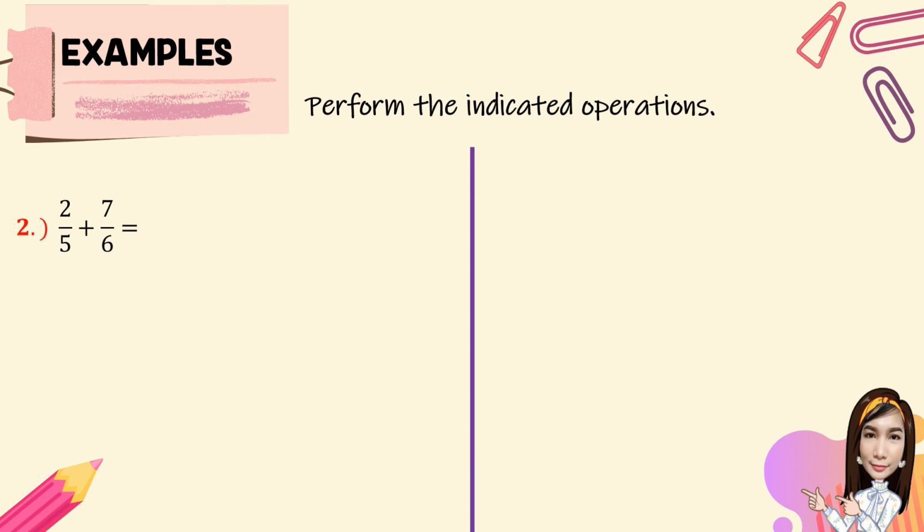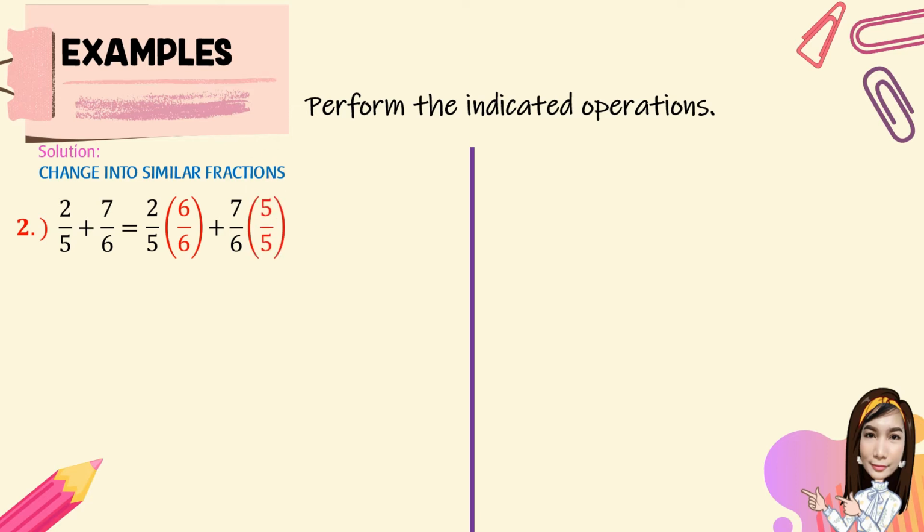For number 2, we have 2/5 plus 7/6. For the solution, change into similar fractions. For 2/5, we multiply both numerator and denominator by 6. For 7/6, we multiply both numerator and denominator by 5. So simply multiply numerator times numerator and denominator times denominator.